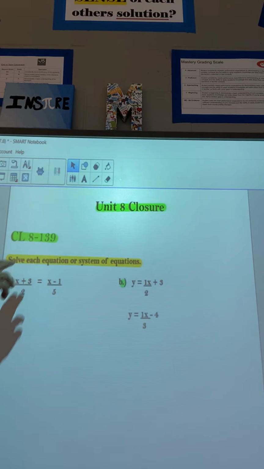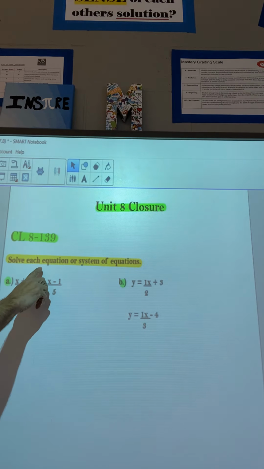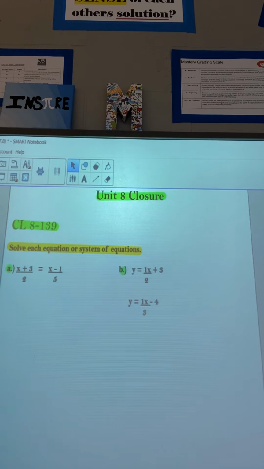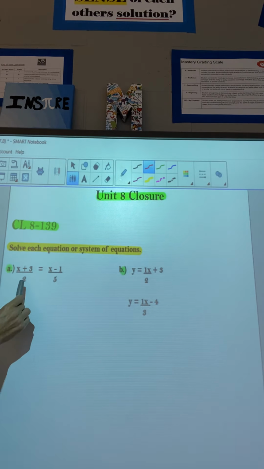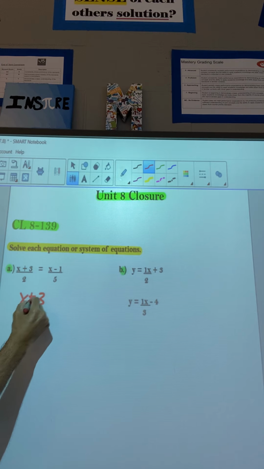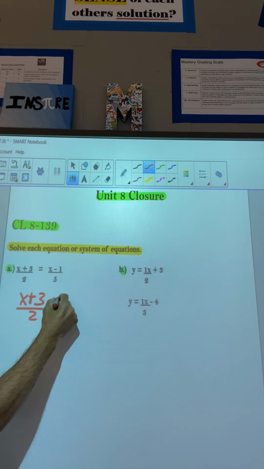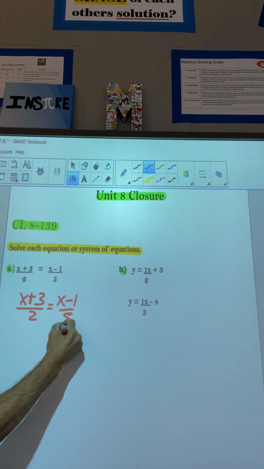Okay, and then on 139, we've got 2 problems. You either got to solve the equation or the system. For here, I would personally get rid of the fractions. I'd fraction bust it. In this case, I'll write it a little bit bigger so it's easier to see: x plus 3 over 2 equals x minus 1 over 5.